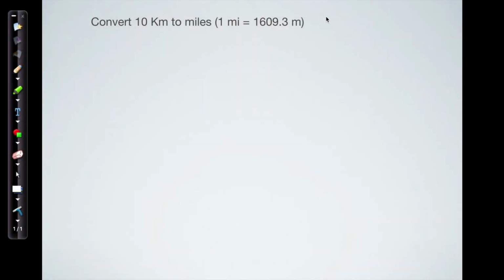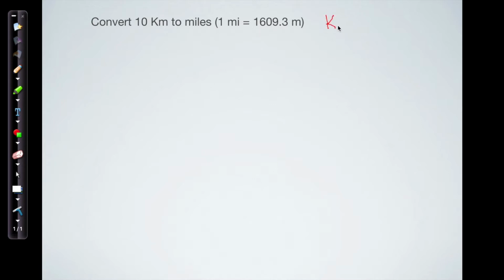Hey everyone, let's do a couple unit conversions. I really can't overemphasize how important these are in science. So much of science is either doing unit conversions or doing calculations just like this. So let's start with this one: convert 10 kilometers to miles.